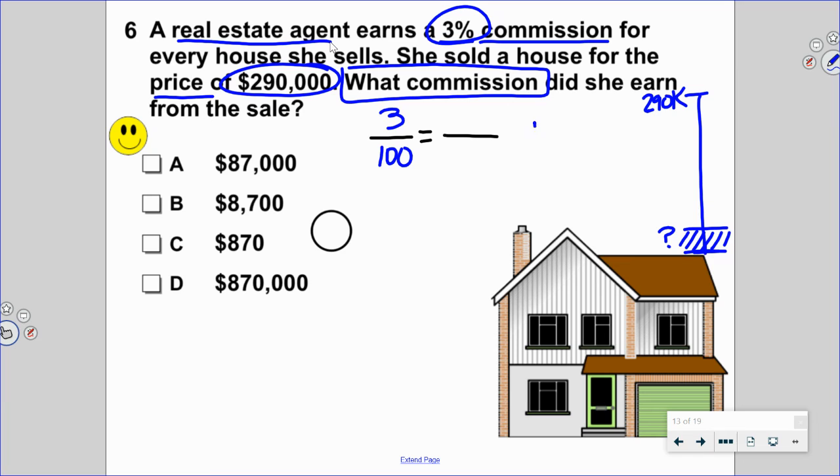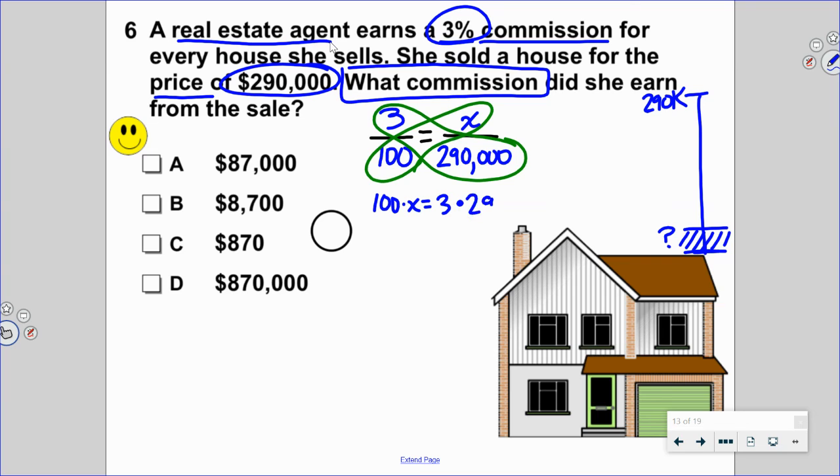Listen, the commission, this is a part that she gets to keep versus the whole problem. So the whole house is 290,000. What we're asked to find is the part that they get to keep. In other words, this is almost like a review problem. Let's go ahead and use our cross products, where 100 times some number x is equal to 3 times 290,000.